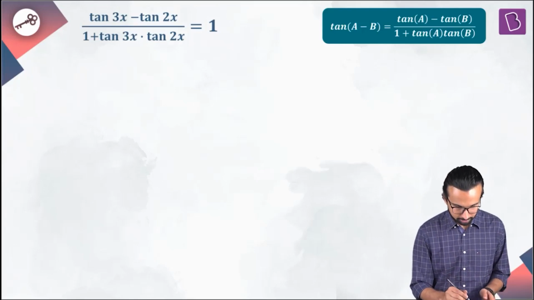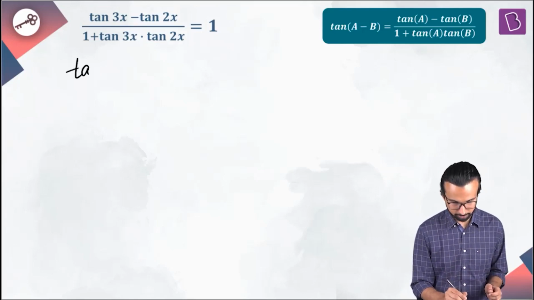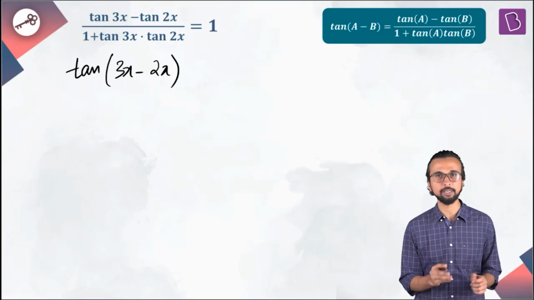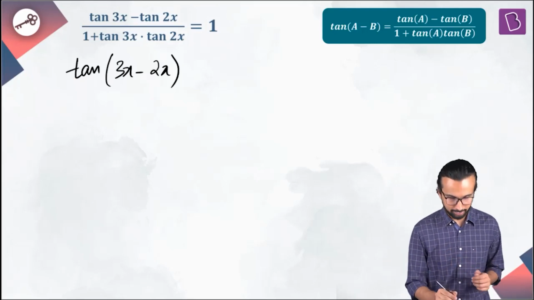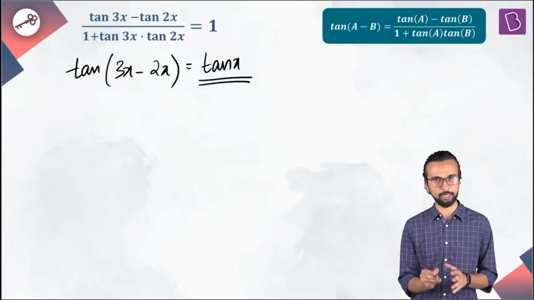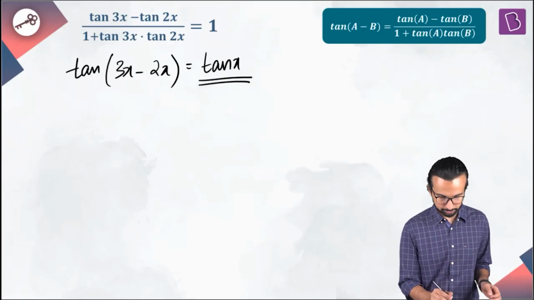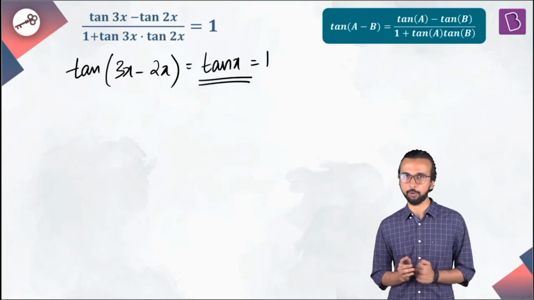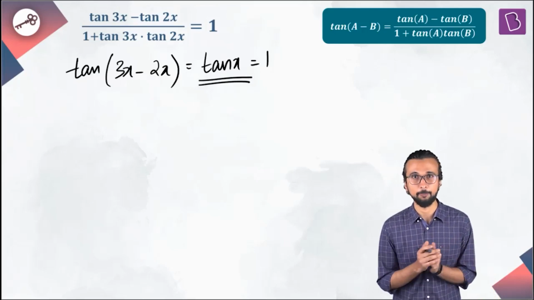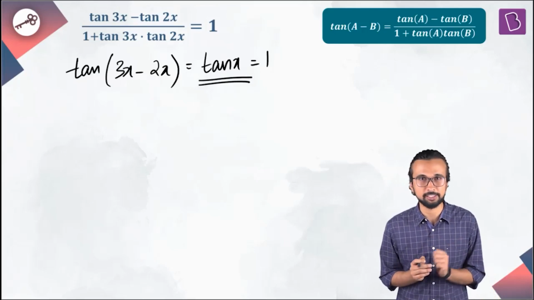We have (tan 3x minus tan 2x) by (1 plus tan 3x tan 2x) equal to tan of (3x minus 2x), tan of A minus B, and that comes out to nothing but tan x. So this is our new LHS, which is tan x. What's our RHS? Equal to 1. RHS is 1, tan x is the LHS. Now, what are the values of x that satisfy this?